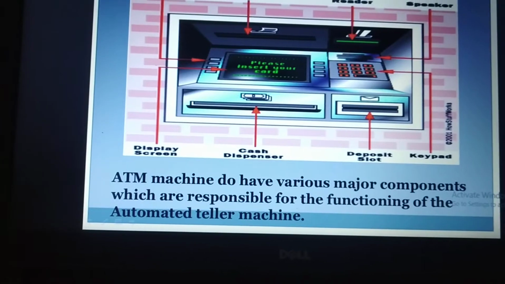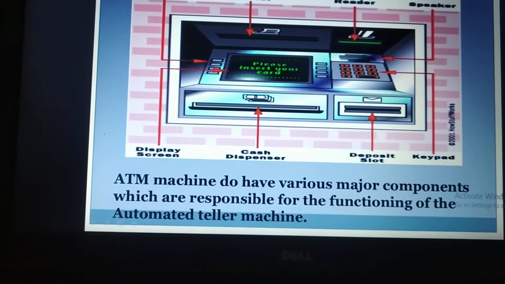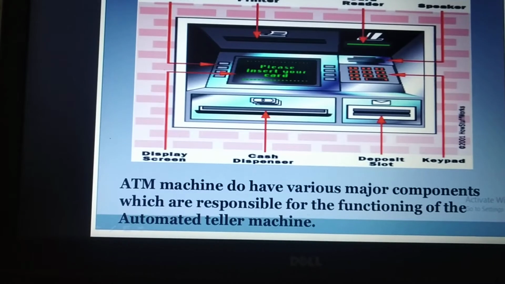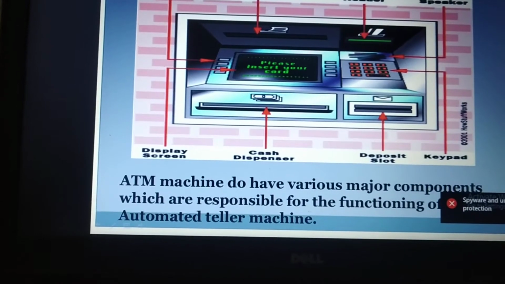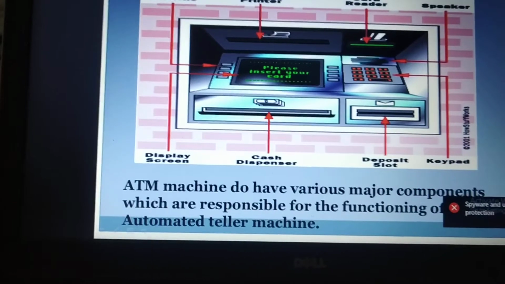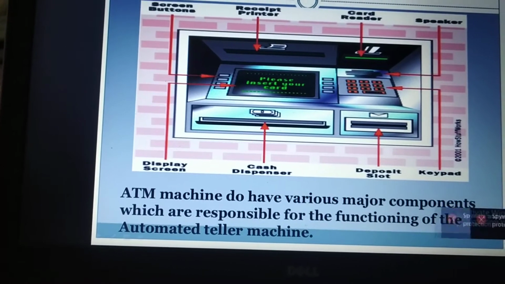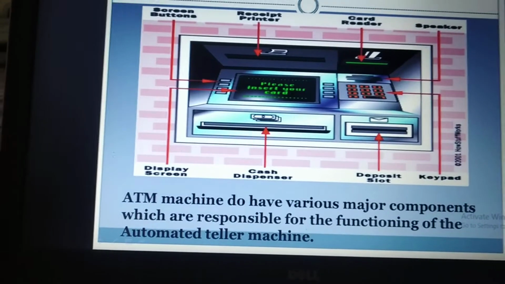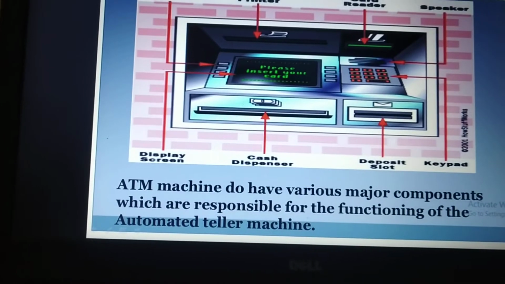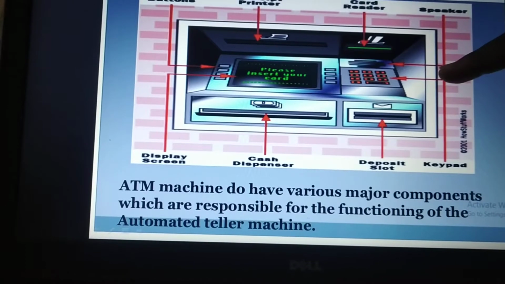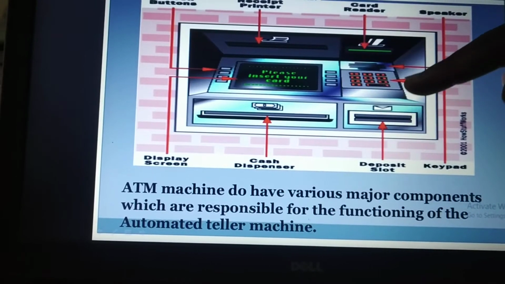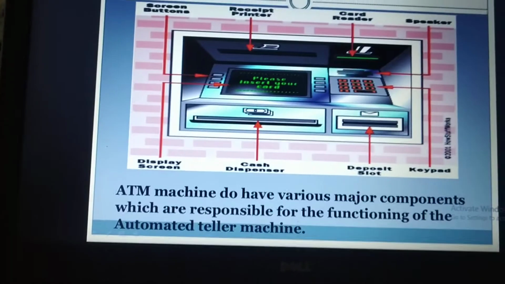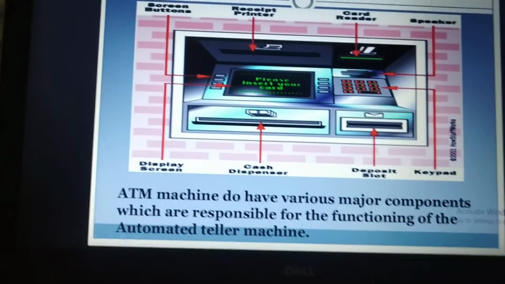Everybody knows the operations and functions of an ATM machine, and also the features of your ATM machine. Like now, you are seeing the screen of your ATM machine. It has screen buttons, a receipt printer, a card reader, a speaker, a keypad, an amount deposit slot, a cash dispenser, and a display screen. These are all the main parts of your ATM machine.